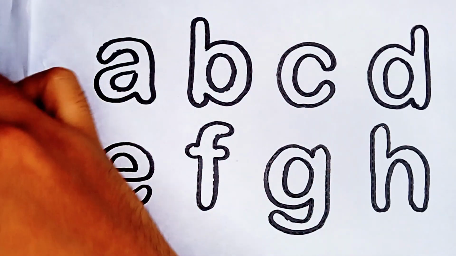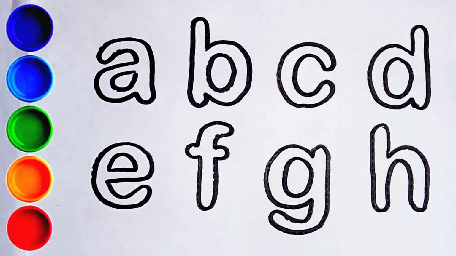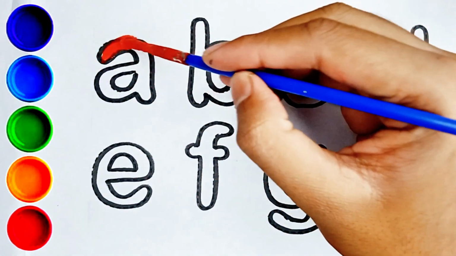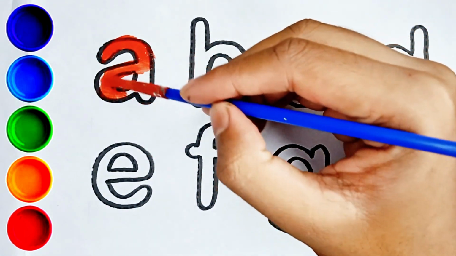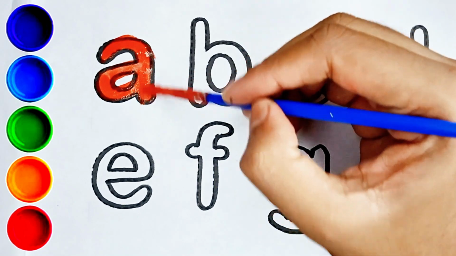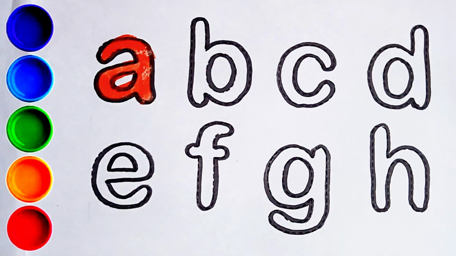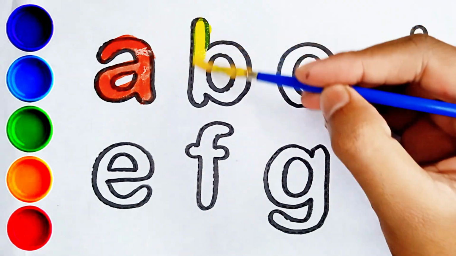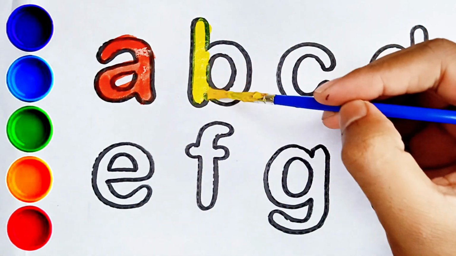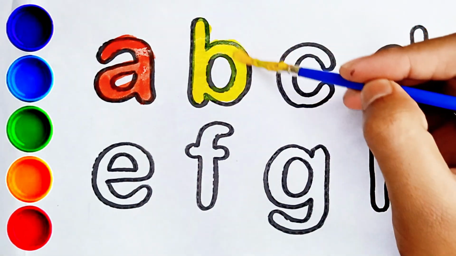So let's go kids. Now I am drawing letter A. A is for apple. Now I am drawing letter B. B is for ball.